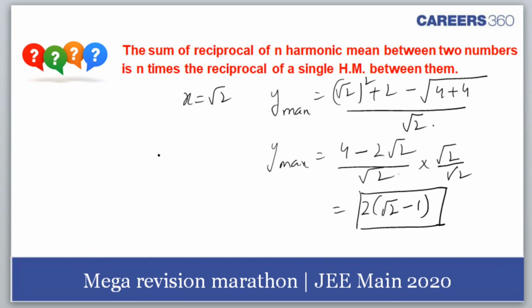Now I'll prove that quadratic mean is greater than equal to arithmetic mean. I'll prove this. Okay, minus 8 root 2, what's that?